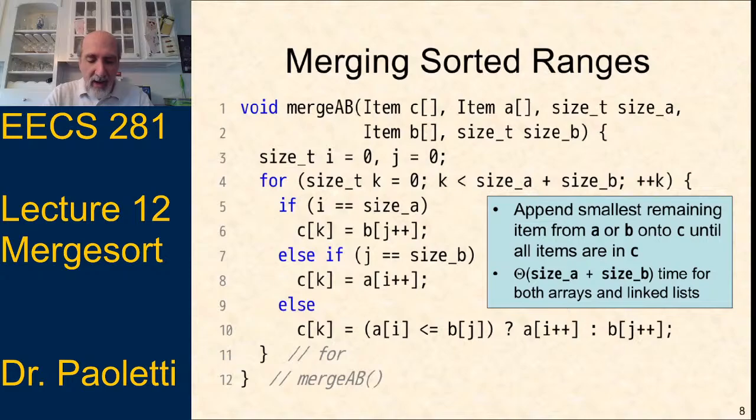Okay, so the ternary operator is going to be this one line of this bigger function. So here's merge. So this one's called merge A, B. It's basically saying I'm going to merge A and B into C. So C is where I'm going to merge to.